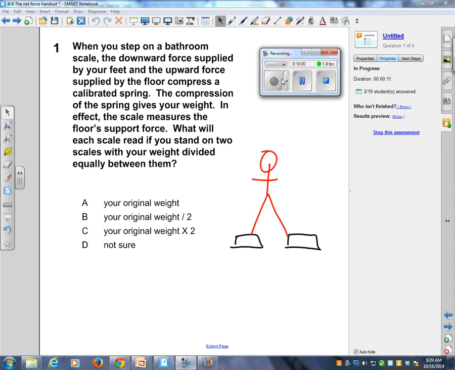So, what will each scale read if you stand on two scales with your weight divided equally between them? Will it be your original weight? Will it be your original weight divided by 2? Will it be your original weight times 2? Or are you not sure and just copying and entering D?